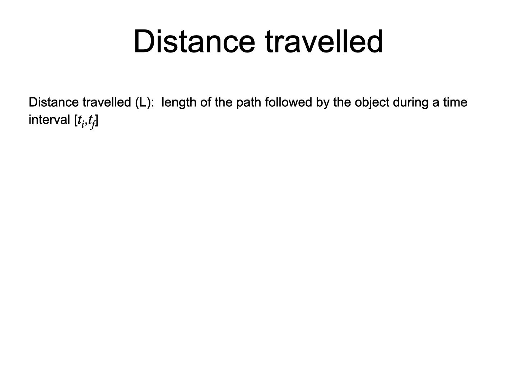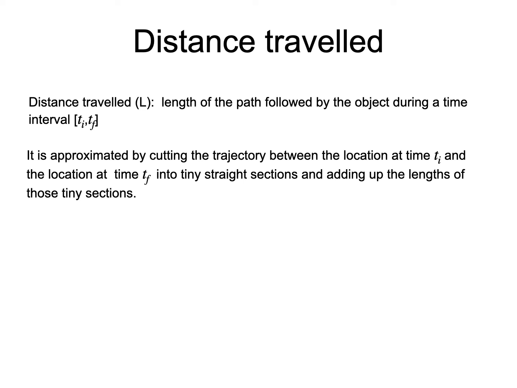The distance traveled is the last topic of this lecture. It is the length of the trajectory followed by an object during a given time interval. We will use the variable letter capital L for the distance traveled. If you cut the path into infinitely small, essentially straight sections, and add the lengths of these tiny sections, you would get the distance traveled.